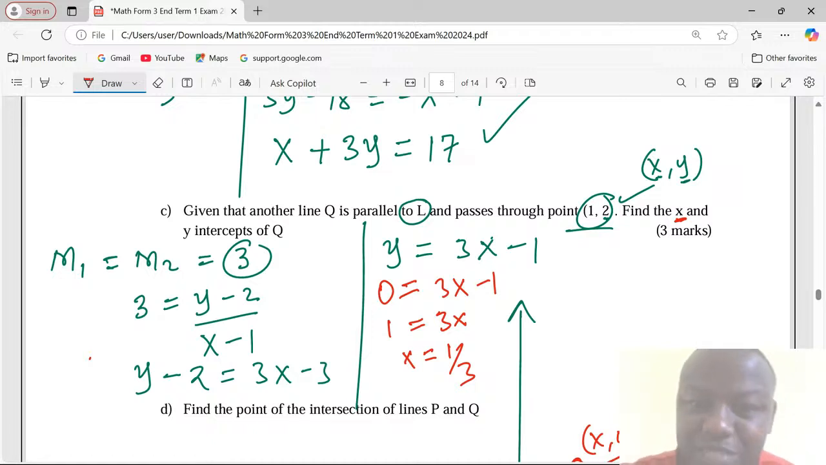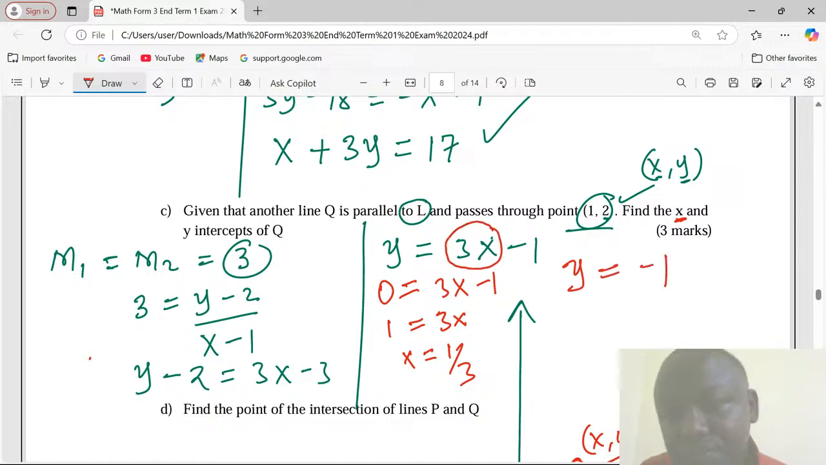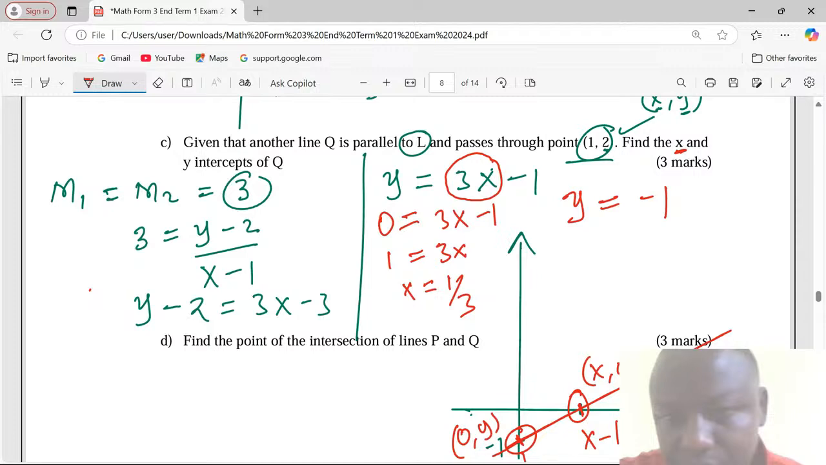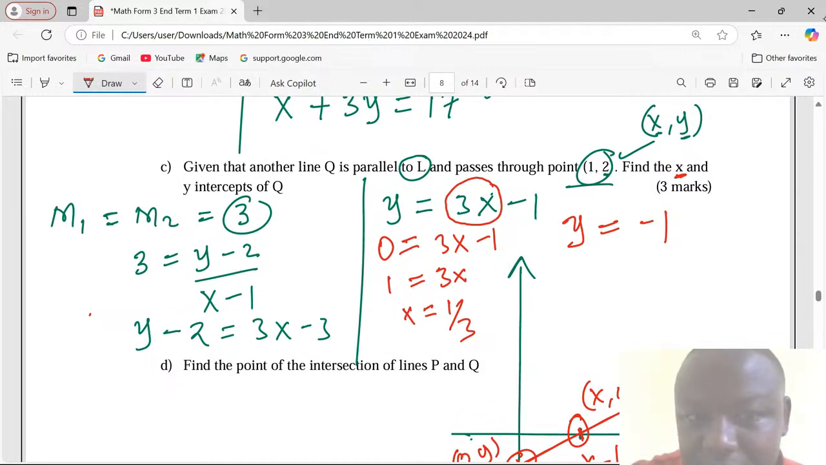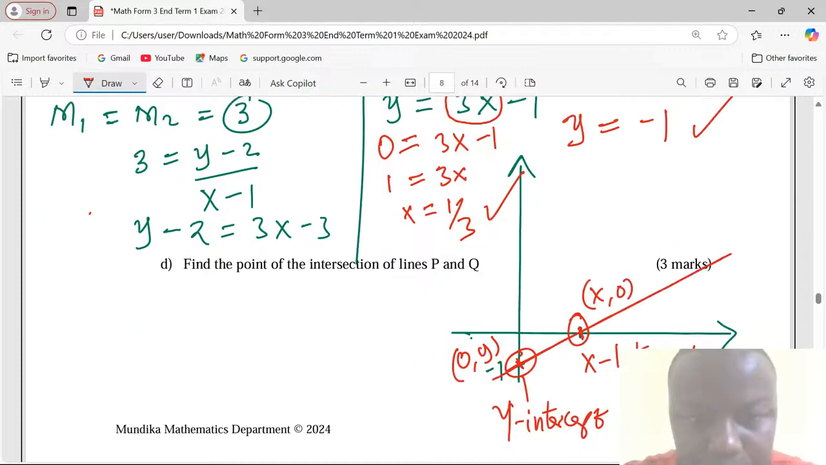What about when x becomes 0? The value of y will be -1. When x becomes 0, it means just substituting 0 at this point, and the value of y becomes -1. So the y-intercept is -1, the x-intercept is a third.